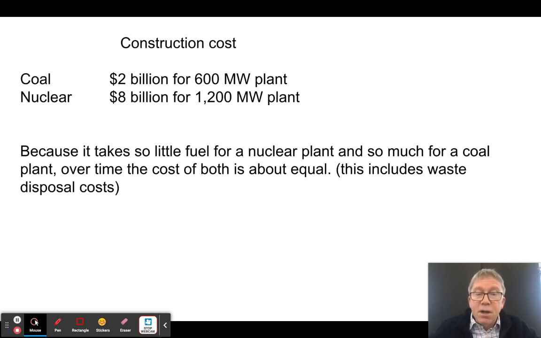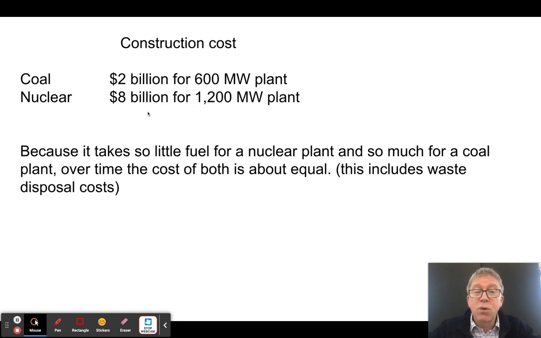The other reason is the upfront costs. So the upfront cost of building a coal-fired power plant is about $2 billion, and that plant will typically make about 600 megawatts of power, whereas a nuclear power plant costs 4 times as much, $8 billion. That's a lot of money, right? It does make twice as much power output. However, it costs 4 times as much to make.